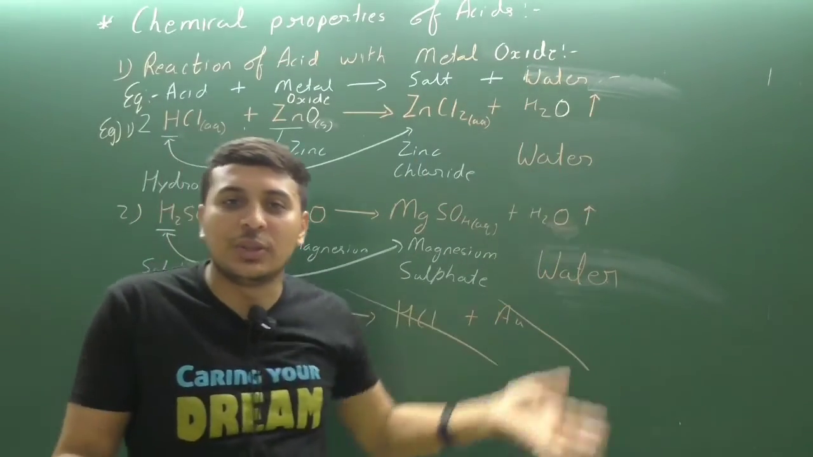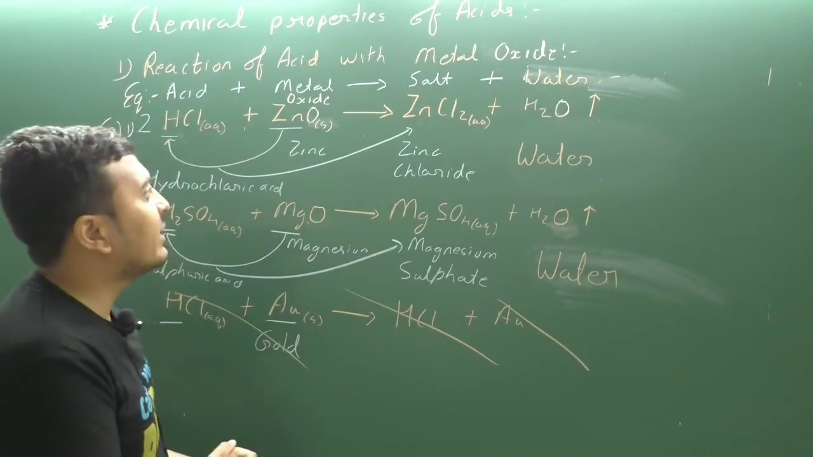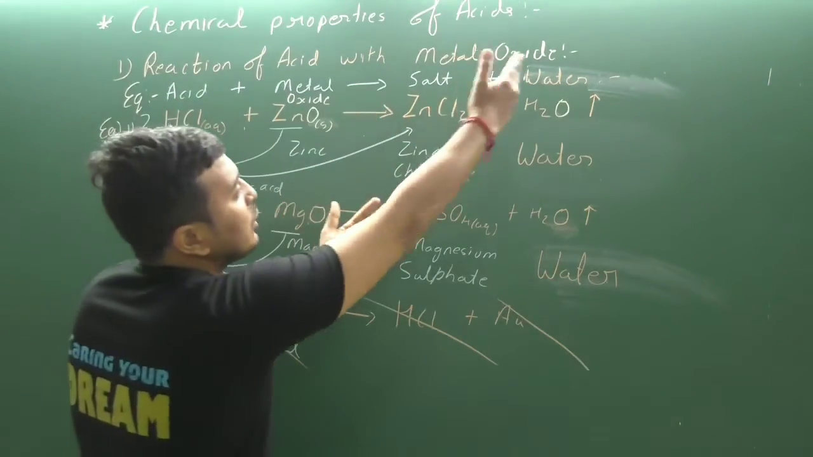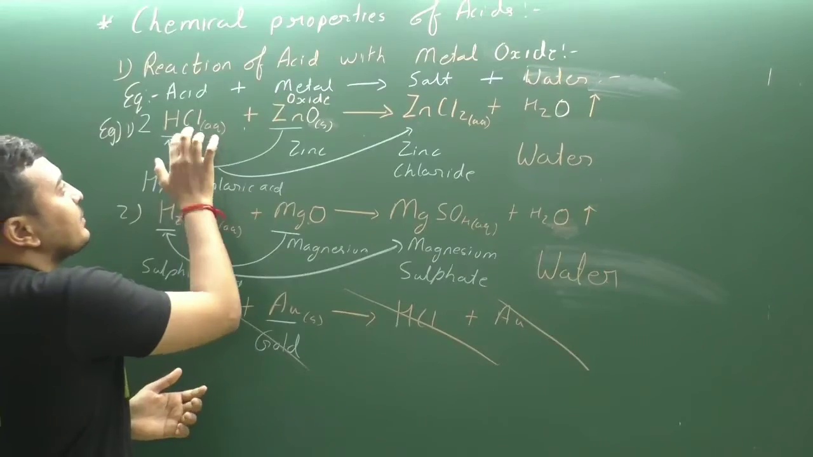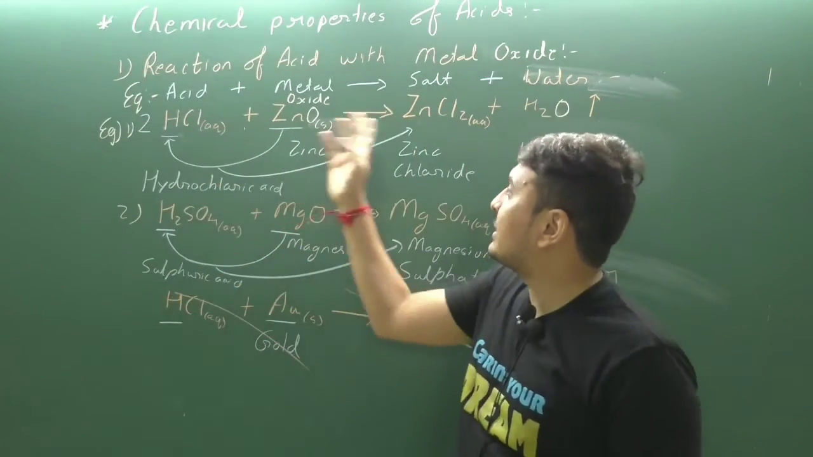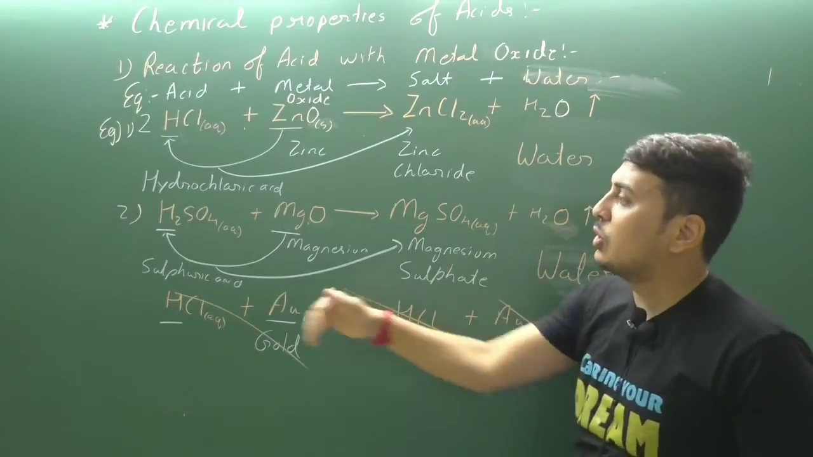H plus O, H2O. Clear? Hydrogen, when it reacts with oxygen, forms water. So when acid reacts with metal oxide, it forms salt and water. First property, first example: HCl plus ZnO gives ZnCl2 plus H2O.